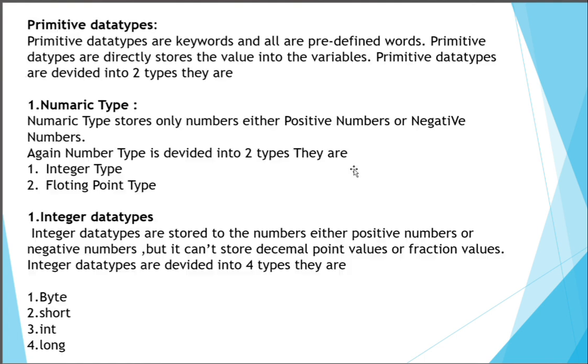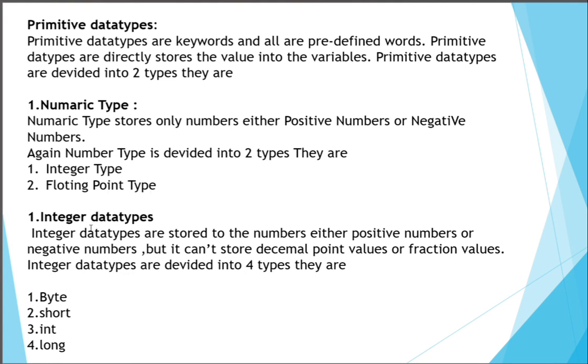Next, primitive data types. Primitive data types are keywords and all are predefined words. Primitive data types directly store the value into the variables. Primitive data types are divided into two types. They are numeric type. Numeric types store only numbers, either positive numbers or negative numbers. Again, numeric type is divided into two types. They are integer type and floating point type.